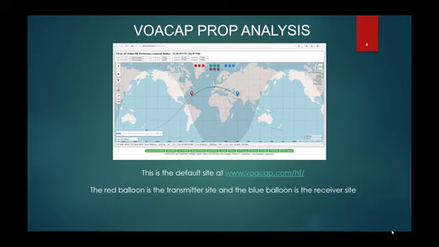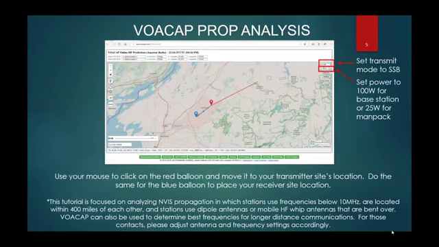This is where you have the transmitter site and the receiver site, your intended from and to. So what we can do is click on the red balloon and move it to where you need. Subsequently, the blue balloon, you're going to move that to where the other distant end station you want to speak with, and place that on the map.